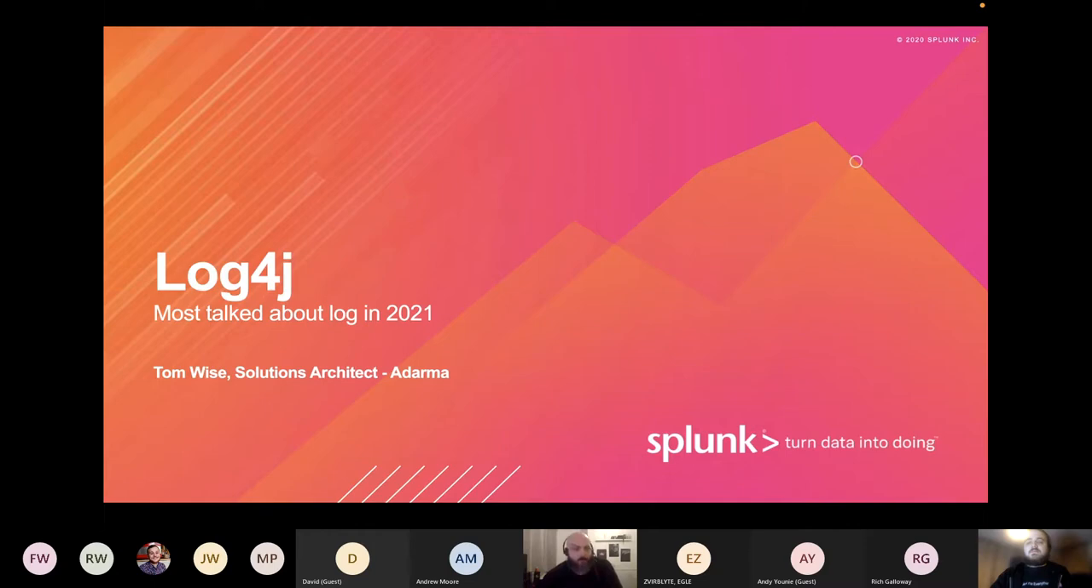So I'm going to talk to you about Log4j today, the most talked about log in 2021. Obviously, we talk a lot about logs in the Splunk world, but this was definitely, even in the short time frame, probably the most talked about one last year. Now, I'm just going to caveat and claim I'm no expert in this. I realize that I generally present Phantom or Splunk SOAR stuff, and so I thought I'd deviate from that and maybe do something a bit more of a topical discussion here.